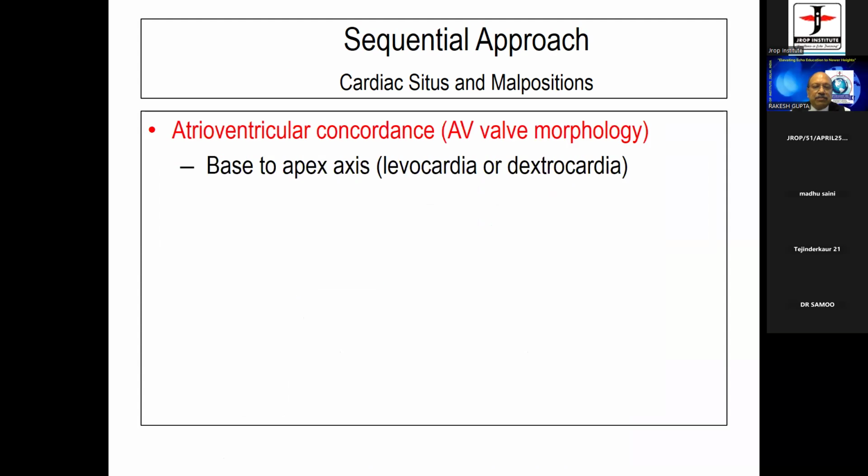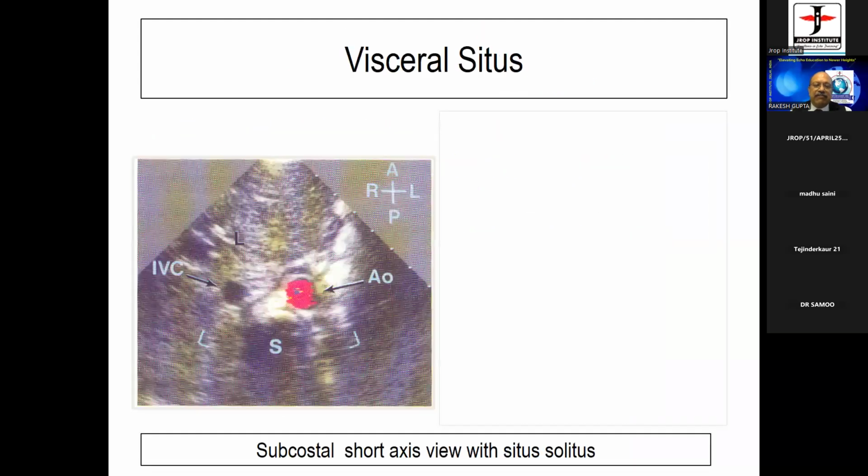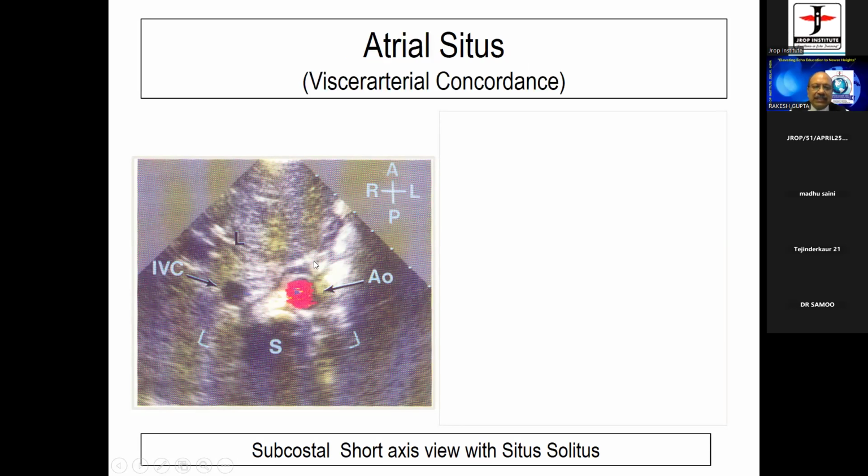If I show this image properly to you, then you'll say, if I put my probe perpendicular into the subcostal space with the index marker on the left-hand side, how do I see? I see a spine over here, aorta over here, IVC over here. This is anterior, this is posterior, this is left, this is right. So my aorta is on the left-hand side, my IVC is on the right-hand side. Posteriorly is spine, anteriorly is a rib. And that's what the visceral situs is.